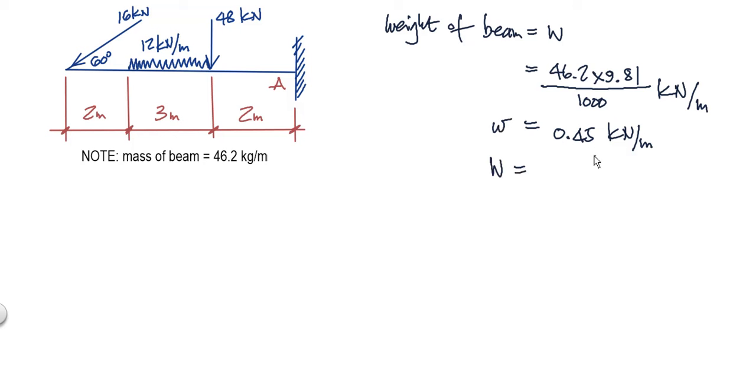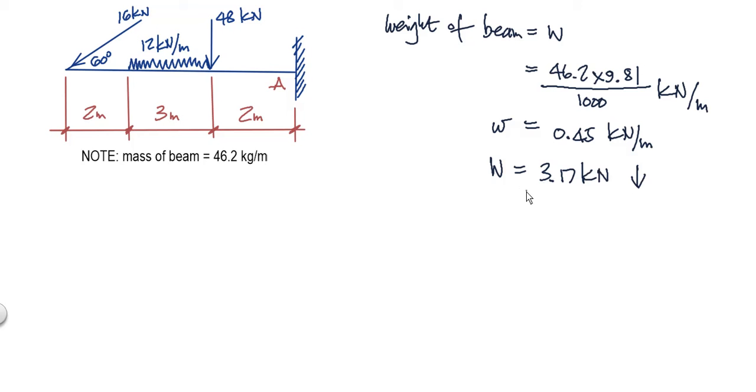If it weighs 0.45 kilonewtons per meter, I can convert it to a point load, and I multiply it by the full length of the beam. So I'm going to say 0.45, the value I got in my calculator, times 7 is equal to, so it's going to be a point load of 3.17 kilonewtons, and it's acting downwards dead at the center of the beam.